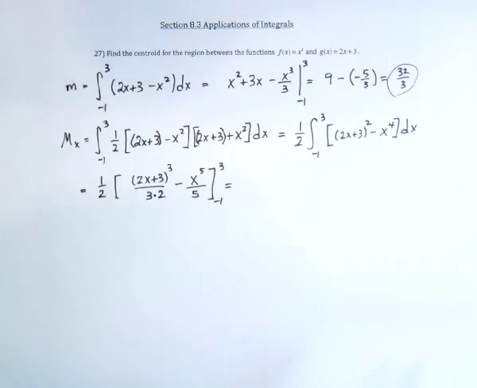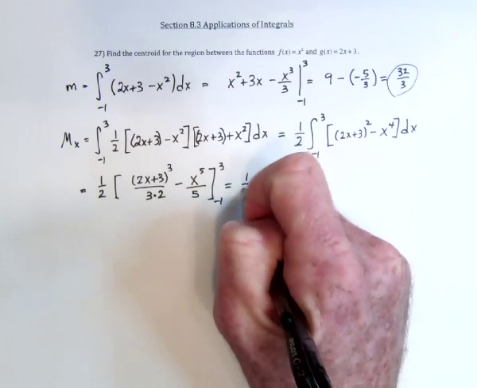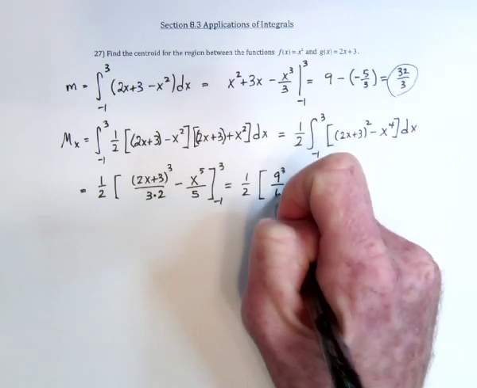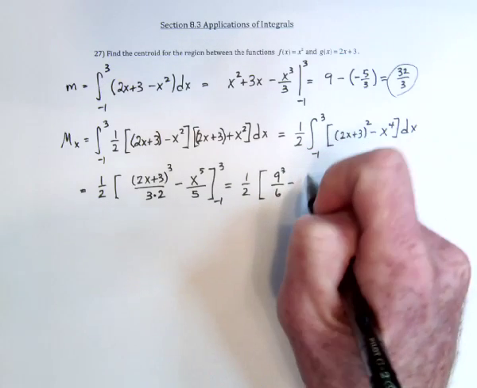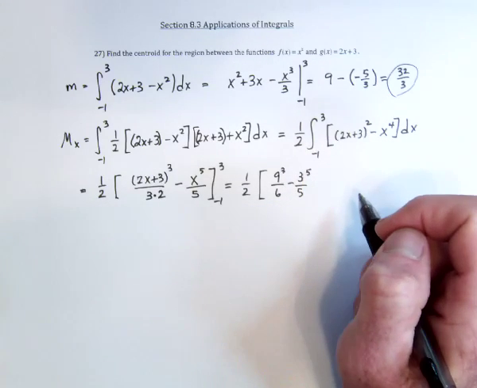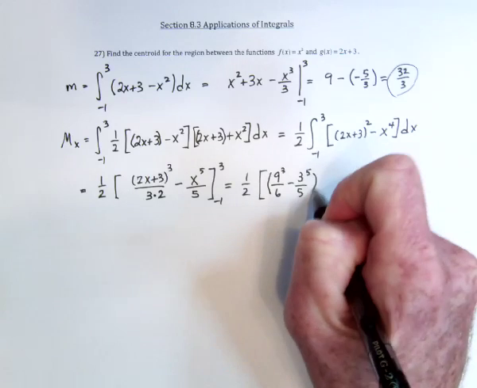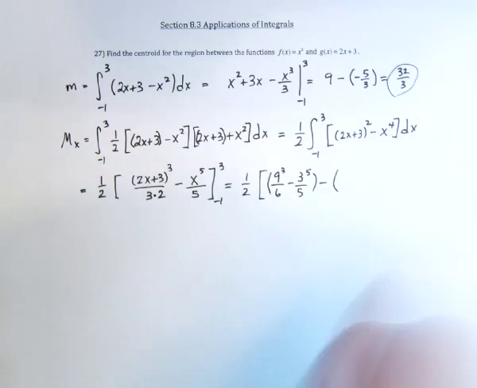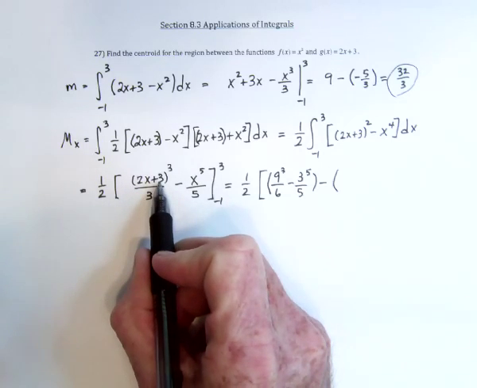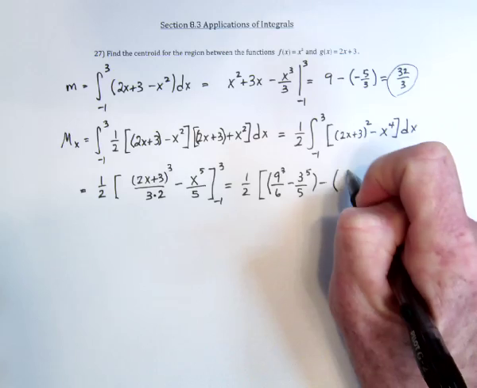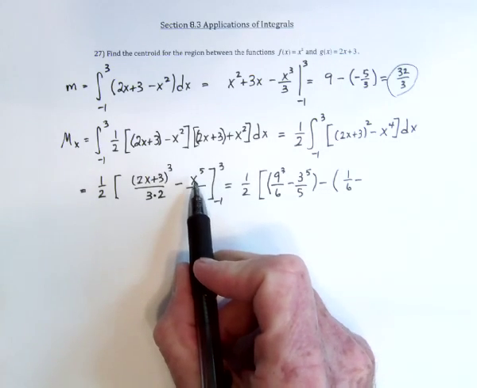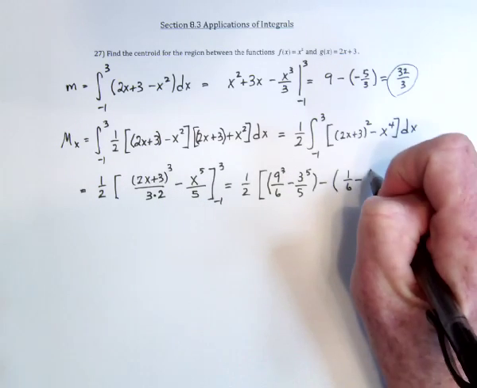Maybe I'll just wait on the calculator for a second. So I've got 9 cubed over 6 minus 3 to the 5th over 5. Okay, there's the first part. Minus, now substitute a negative 1 in there. So a negative 1 is going to make this negative 2, to combine with the 3 is just a 1. So we've got 1/6. And then minus a negative 1 in here is going to be negative, but with that is now going to be positive 1/5.